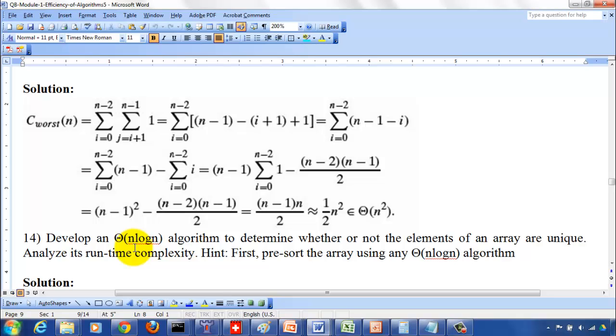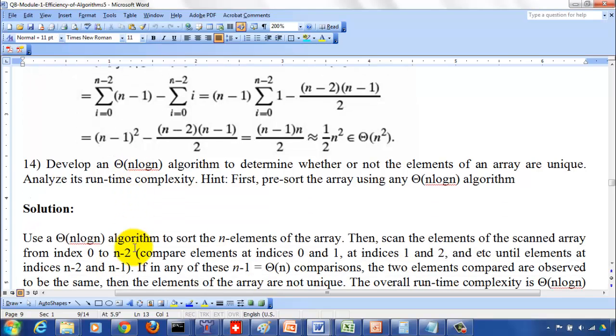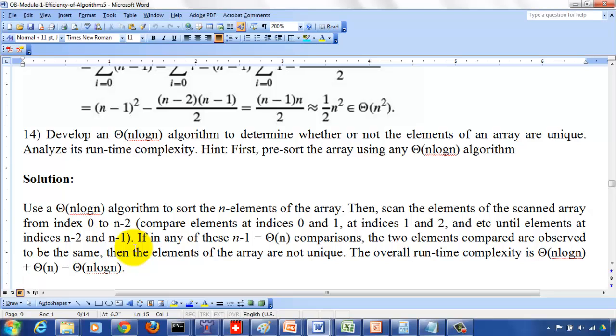Now, developing a theta of n log n algorithm to determine whether or not the elements of an array are unique. One way to do that is just sort the elements of the array, and sorting takes n log n time, right? And then just do a linear scan of the array and check if the elements in the subsequent indices are the same or different. A linear scan takes theta of n time, and you are doing a comparison every time as we go through the array. So it is theta of n log n plus theta of n, so that is theta of n log n.